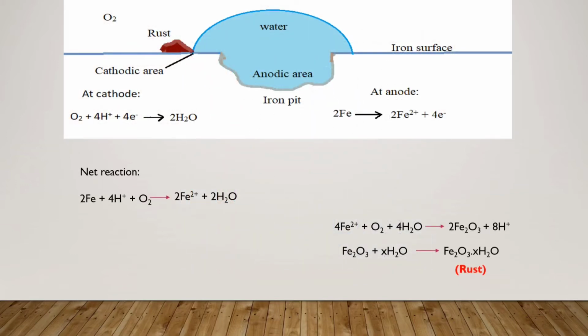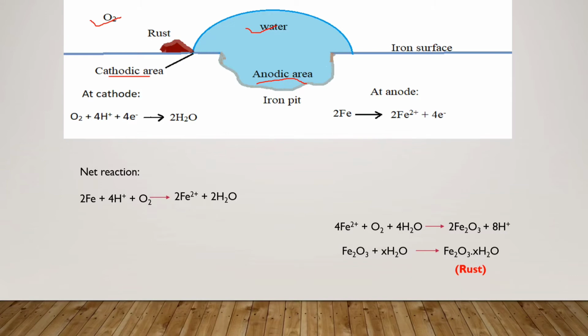This is the schematic representation of an iron surface in contact with both atmospheric oxygen as well as water. Here you can see a cathodic area as well as an anodic area. The cathodic area is that portion of the iron surface which is in direct contact with both atmospheric oxygen as well as water.